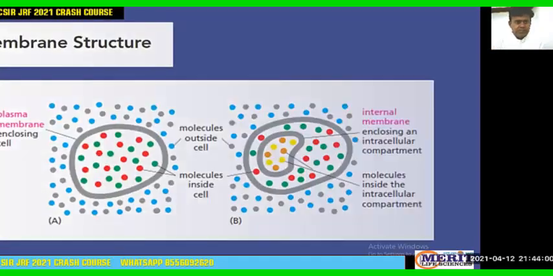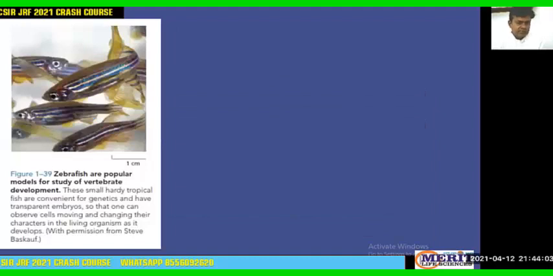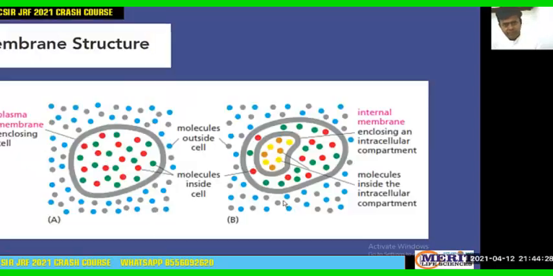Zebrafish. Zebrafish are a very popular model for the study of vertebrate development, right? Very small, they are like fishes, convenient for the study of genetics. They also have a transparent embryo, right? You can watch cells moving and changing their characters in the living organism. So a lot of beautiful features are there, making them a popular model. Now about the membrane structure, what is unique about membrane structure? What is the beauty of membrane structure? They are enclosing everything.